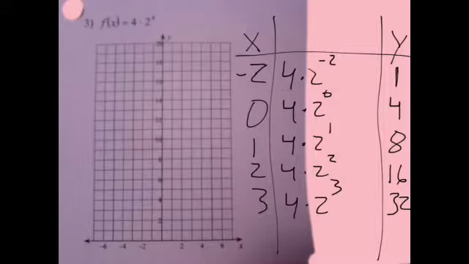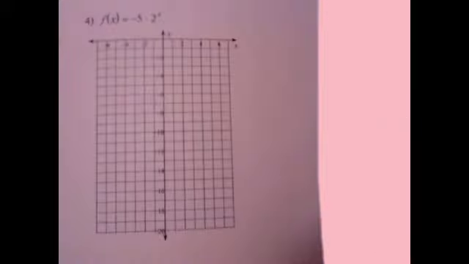So now we have our points: negative 2, 1, and then 0, 4, and 1, 8, and 2, 16, and 3 goes up to 32. It doesn't even fit on here, so I'm not even going to bother drawing that. Here's my exponential, and as you come down, make sure it does shallow out like so. So there's my exponential. And let's move on to 4.